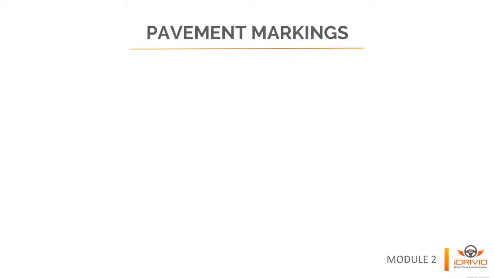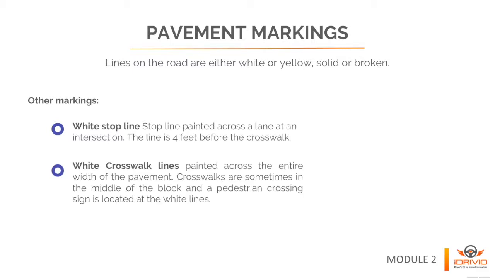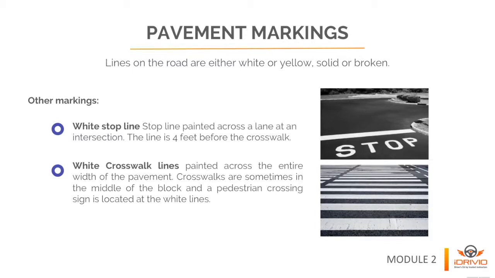Other markings. White stop line. A stop line is painted across a lane at an intersection. The line is 4 feet before the crosswalk. The driver must stop the vehicle for a stop sign or red light. White crosswalk lines are painted across the entire width of the pavement. Crosswalks are sometimes in the middle of the block, and a pedestrian crossing sign is located at the white lines.